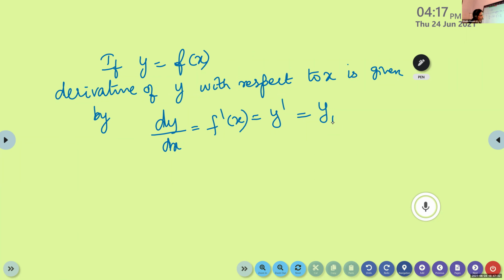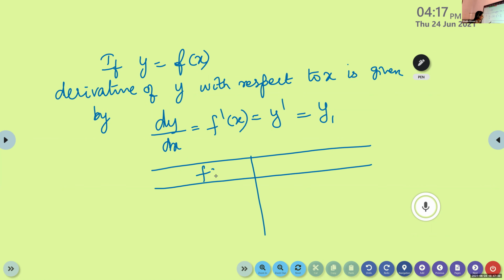Okay, and we learned some formula. We have learned some formula last year. Functions and its derivative we have learned. What is the derivative of x raised to n? Rijas, you recall the formula? What is the derivative of x raised to n? n x raised to n minus 1. Very good. It is n x raised to n minus 1.